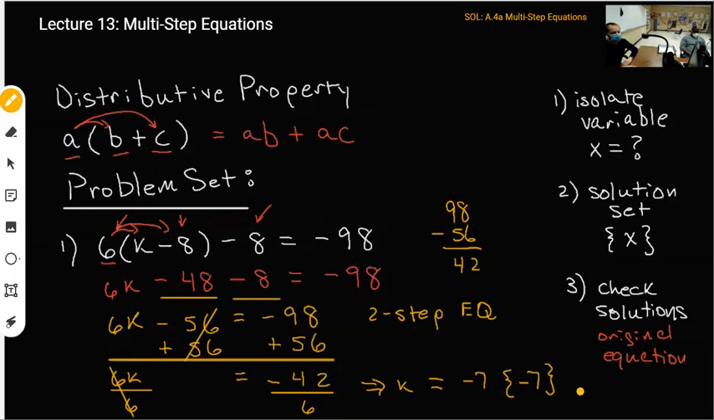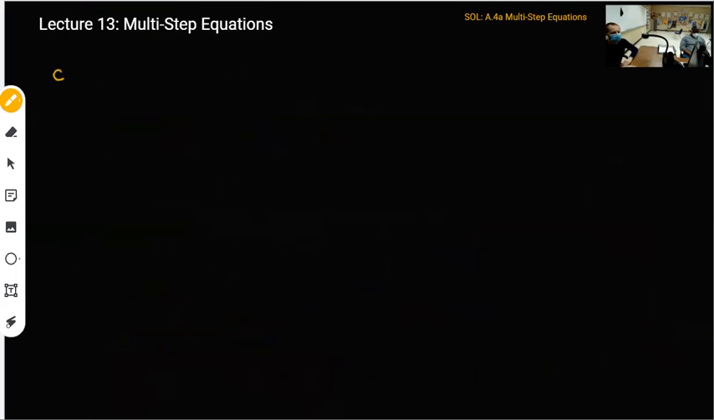Okay? So I only put my solutions that I know are going to work inside the solution set. But how do I know that negative 7 is going to work for sure? What I do is I check it. And that's going to be the third step or the last thing that we do. Okay? So I've got k equals negative 7. So when I go on the next board, what I'm going to do is I'm going to check this by using the original equation that we started off with. So let's go ahead and check it.